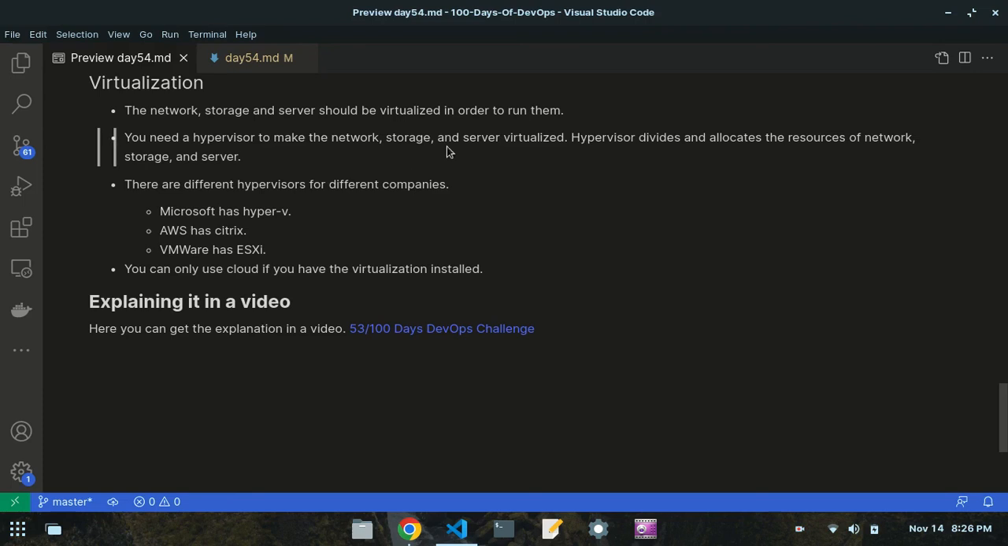Alright, so after that you need a hypervisor to make the network, storage and server virtualized. Basically before installing virtualization, you first of all need a hypervisor to make the network, storage and server virtualized. So this hypervisor will make these resources virtualized, and then you can use them. A hypervisor divides and allocates the resources of network, storage and server. After virtualization you can use those services.